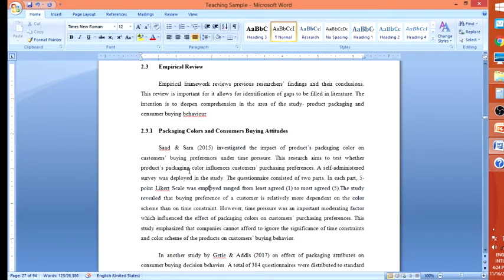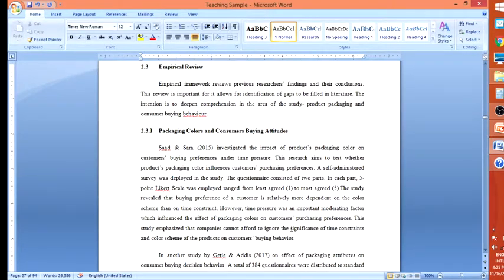I stated first the person's name, and I said he investigated, I stated the topic, I stated the aim of the work, I stated the method, which was a self-administered survey. I stated that a questionnaire was used. In each part of the questionnaire, I stated how it was developed and the rest of them. I stated what the findings of the study were, and I stated the conclusion as well. So that's basically what you do in empirical review.